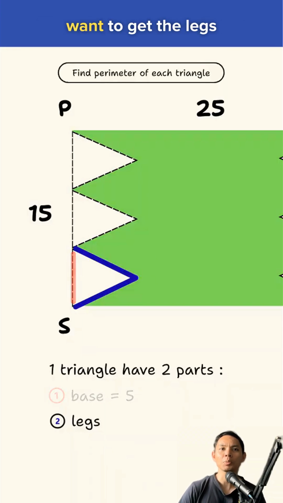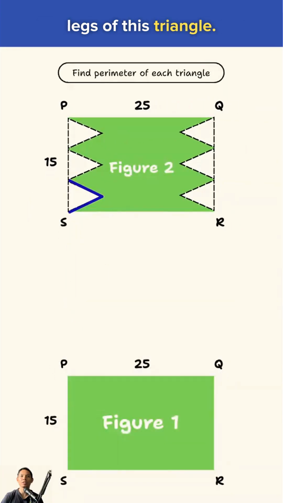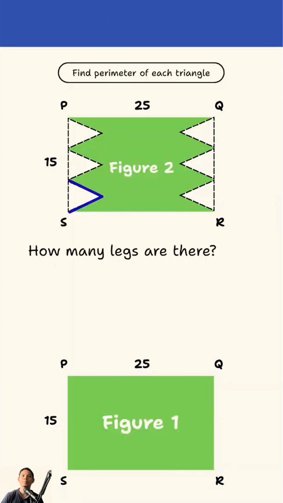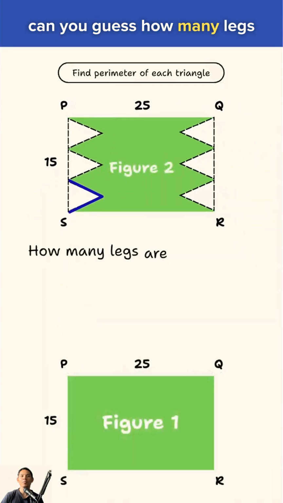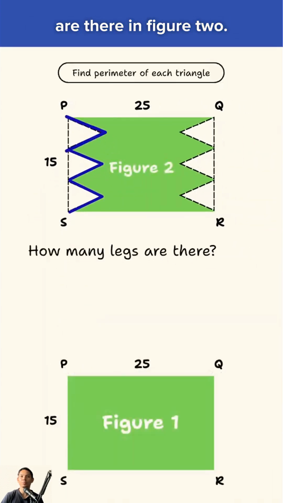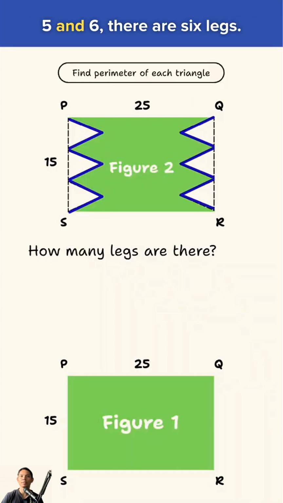Now the second part is we want to get the legs of this triangle. In order for us to get the legs, can you guess how many legs there are in figure 2? If you count 1, 2, 3, 4, 5, and 6, there are 6 legs.